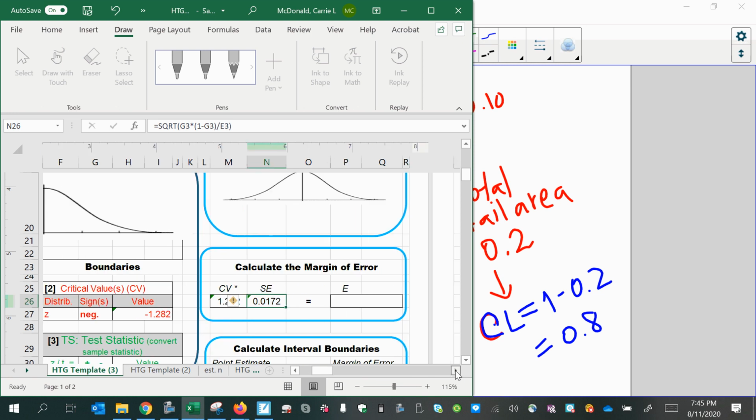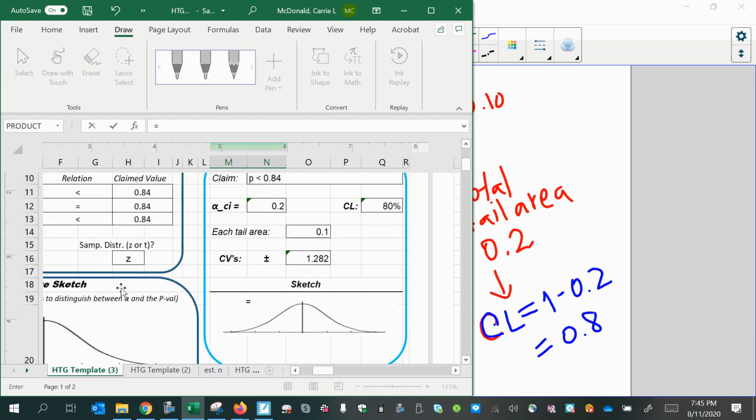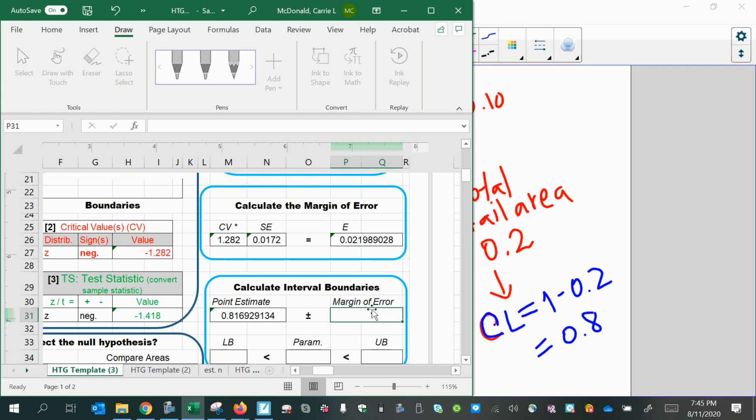Okay, so now I can calculate my margin of error just by multiplying my critical value, z-score, times my standard error, and then take my point estimate, which is your sample statistic p hat in this case, and add and subtract that margin of error we just calculated.